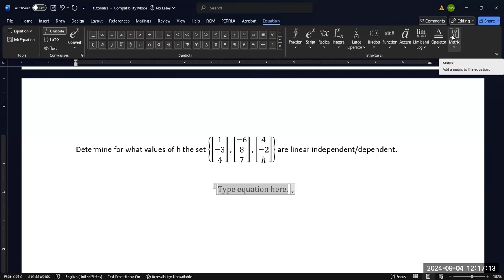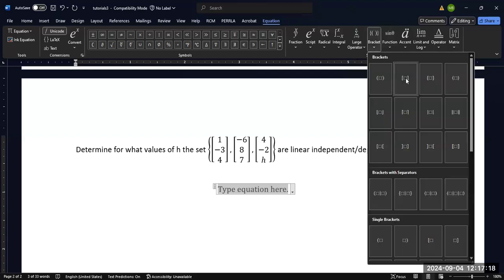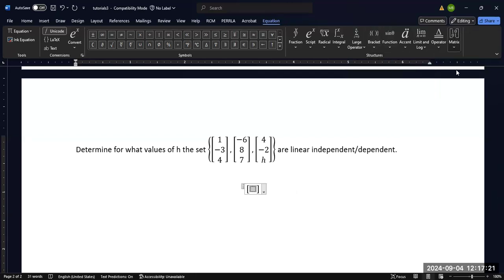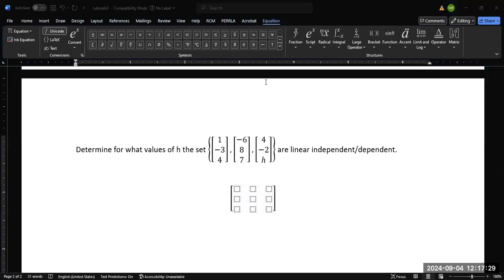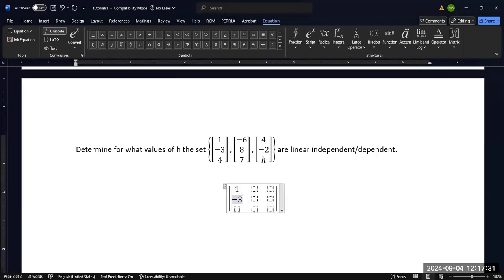Now, this is not something that we can do in our TI calculators if we have one, because the calculator can't handle the unknowns. So we'll have to do this by hand. So 1, -3, 4, and -6, 8, 7, and 4, -2, and H.